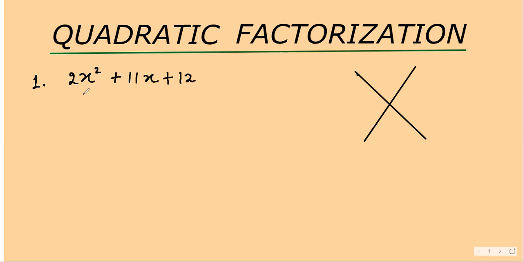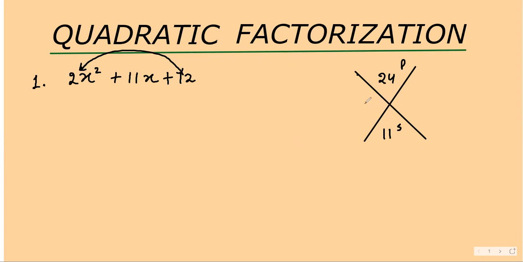So first of all, we'll multiply the constant term with the coefficient of the x squared term, right? So here it's 12 times 2, which is 24. As we know, the product should be 24 and the middle term is 11, so we should get the sum as 11. So we have to find those two numbers whose product is 24 and the sum is 11. Either we can guess or we can do it systematically because it's very simple.